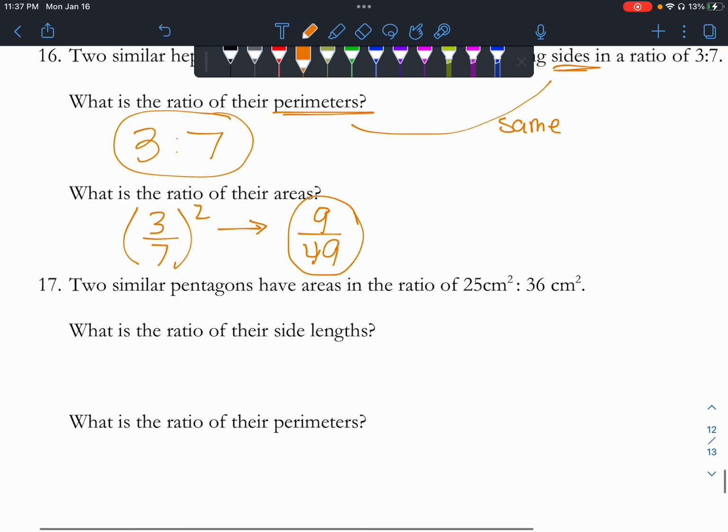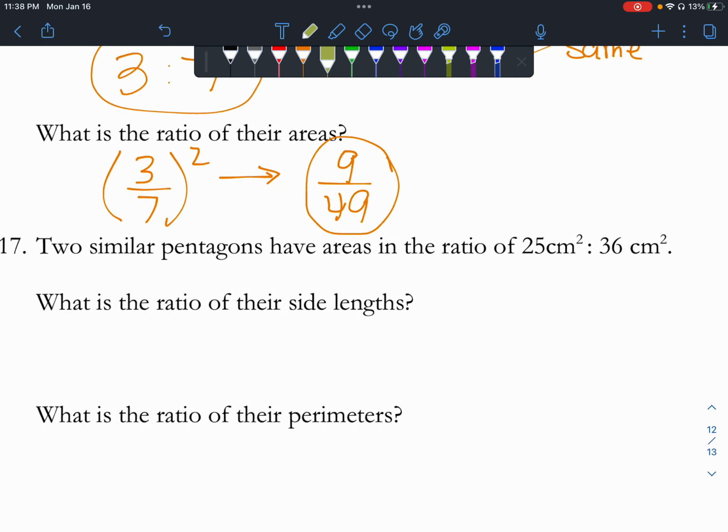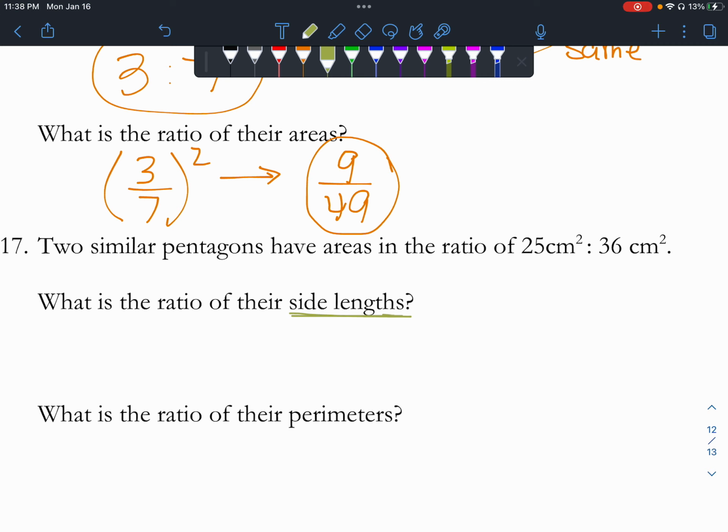Again, big takeaway from this whole process: going backwards, they're telling us the ratio of the areas. So if you're looking at these two, the ratio of their sides and the ratio of the perimeters are exactly the same once again. So these answers are going to be identical.